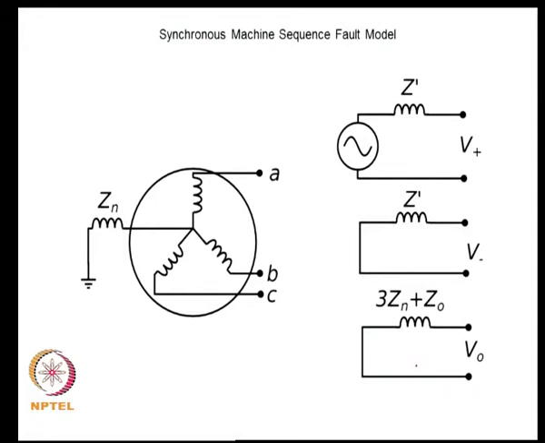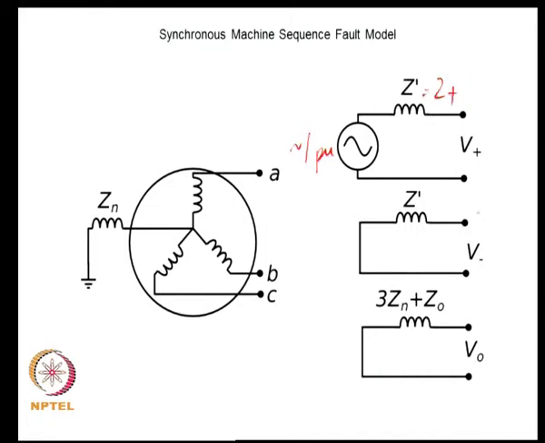So for the analysis, you can then look at what your positive sequence, negative sequence and zero sequence models would be. Your positive sequence model is that of your induced voltage, which is your EMF, which would be close to 1 per unit. And then your transient impedance, which would be your value for your Z plus.